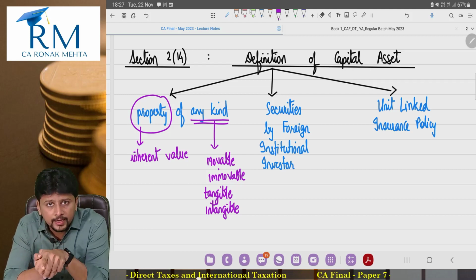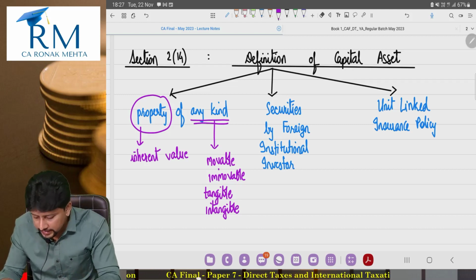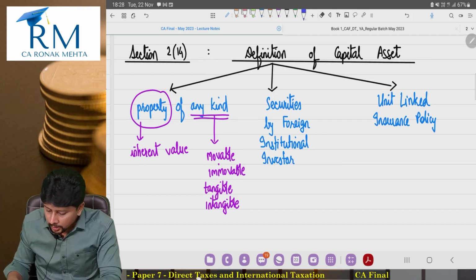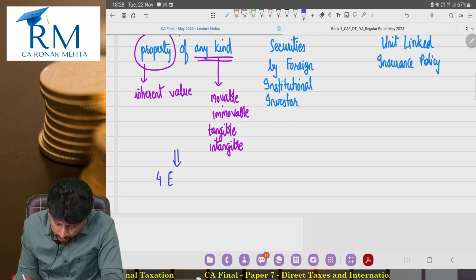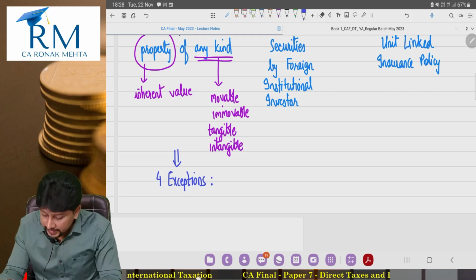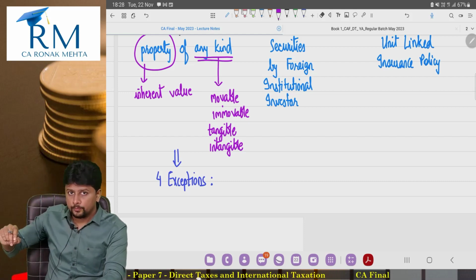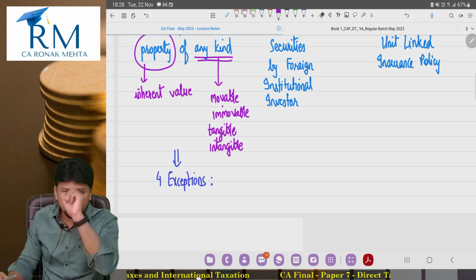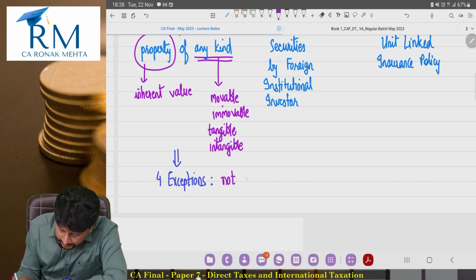So the way it is defined, it's very loose, it's very vague, and therefore the lawmakers understood this, they knew this. So what they did was they said, fine, property of any kind held by the assessee, but there are 4 exceptions that we create to this definition. Obviously, it means whatever is there in these 4 exceptions, we are into section 2. We are into the definition section. In that definition section, if you create an exception, it means these are not treated as a capital asset.